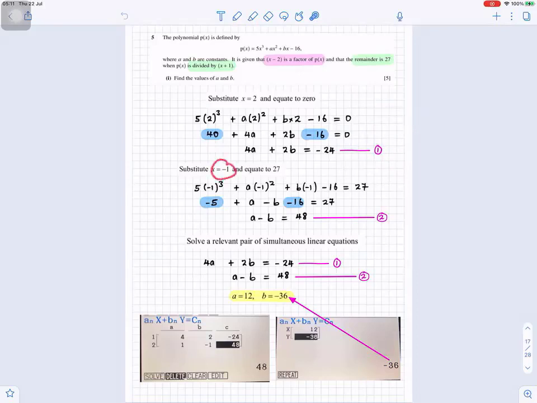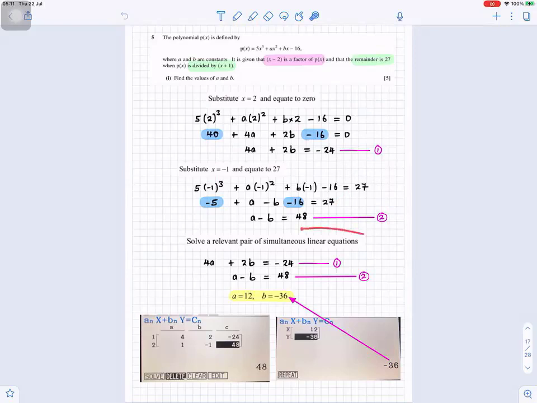Substitute x equals to minus 1 and equate it to 27. So minus 1 there, minus 1 there, minus 1 there, because the remainder is 27. And it says x is equals to minus 1. So simplify that, you get a minus b equals to 48. That's equation 2.